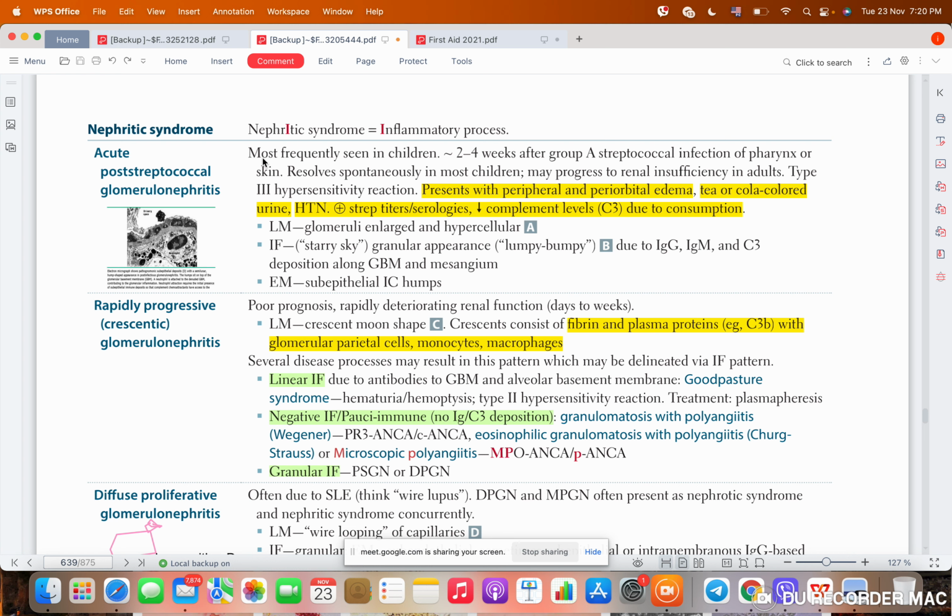It's a type 3 hypersensitivity reaction. If it's type 3, is it antibody mediated, immune complex mediated, or cell mediated? Immune complex mediated. Excellent. Remember, type 1 was IgE mediated. Type 2 was antibody mediated. Type 3 was immune complex mediated. Type 4 was cell mediated. Okay.